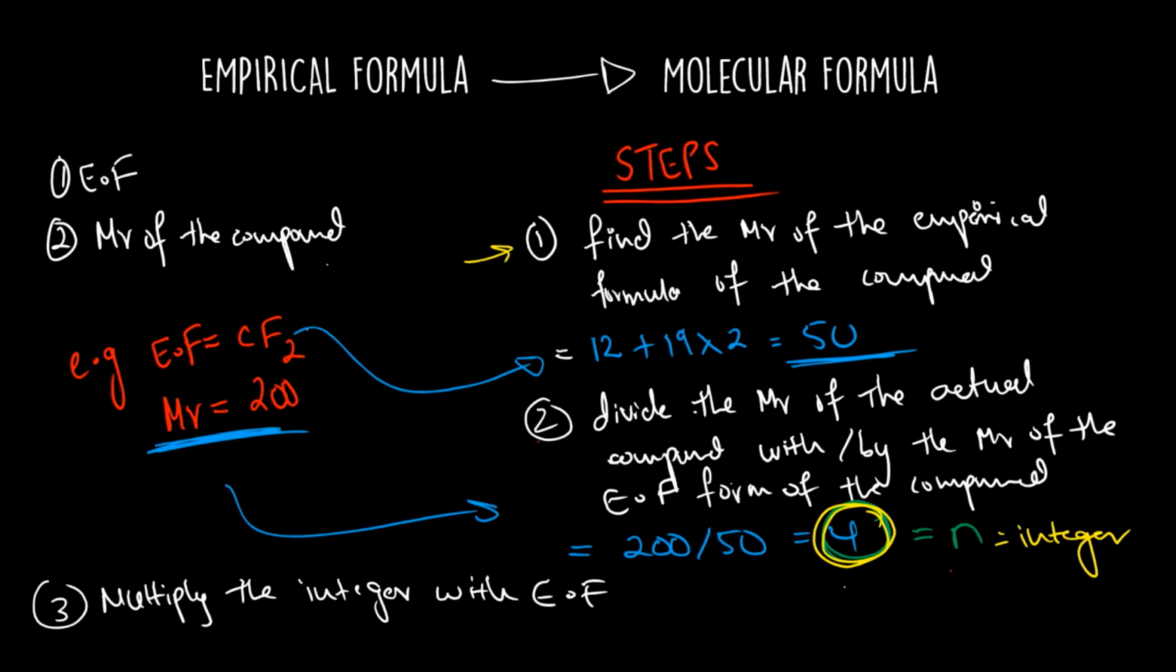Okay, so let's do that now. So CF2, I will divide all of that by 4, and this gives me C4F8. So there you go. That right there is your molecular formula. I hope I can clarify this further. So we will look into some more questions.